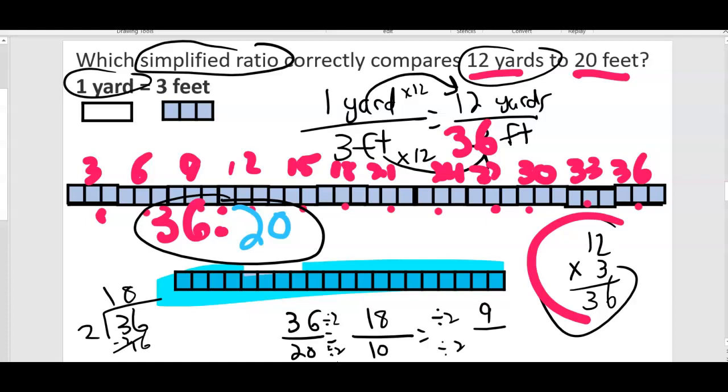18 divided by 2 is 9. 10 divided by 2 is 5. Now we can't go. I think this would be the answer. I think. Did I just do the work for you? I hope I didn't. I didn't want to go that far. I wanted you to finish it. Maybe I did something wrong. You can find my mistake. Maybe I didn't. I just don't know. Okay.